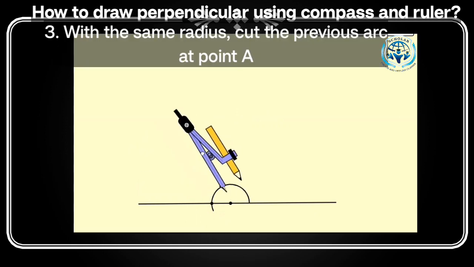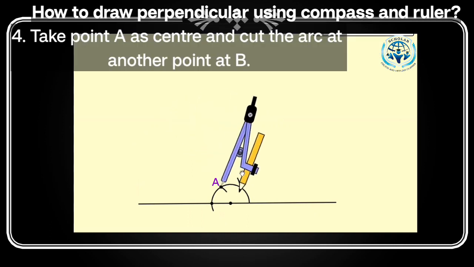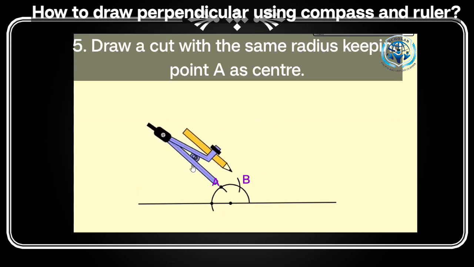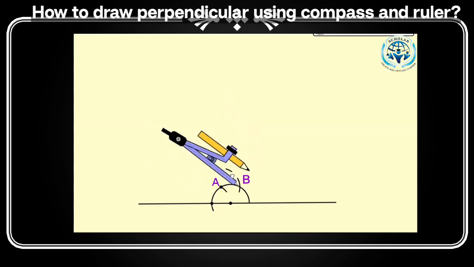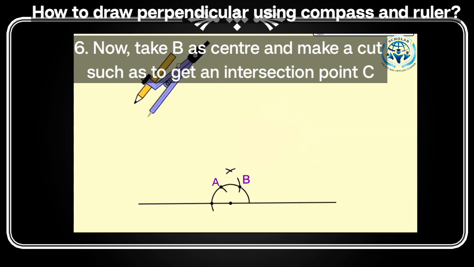With the same radius, taking the first point as center, cut this arc at A. Taking A as center with the same radius, cut the arc at B. We have two cuts now. With the same radius and center A, make a cut outside the first arc. Now take B as center and with the same radius, intersect the first cut at C.